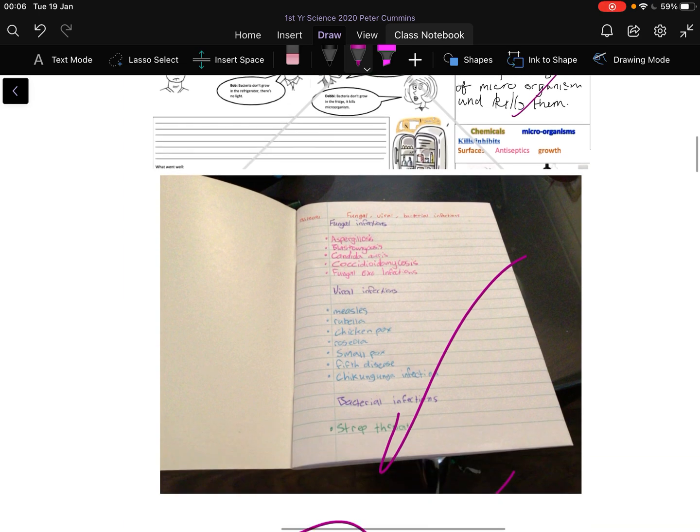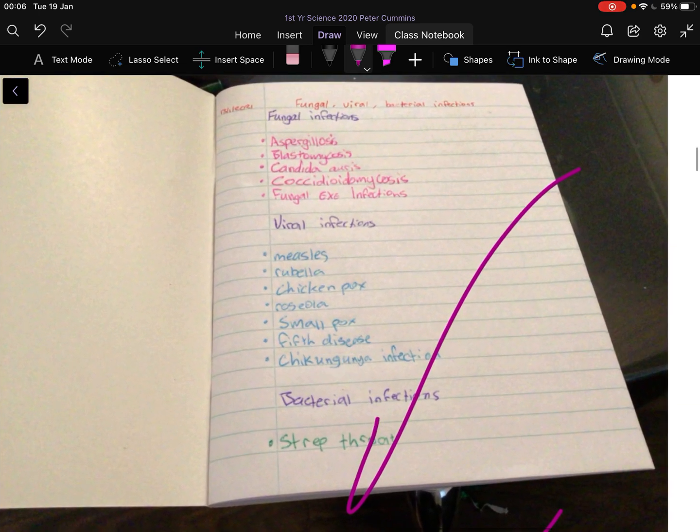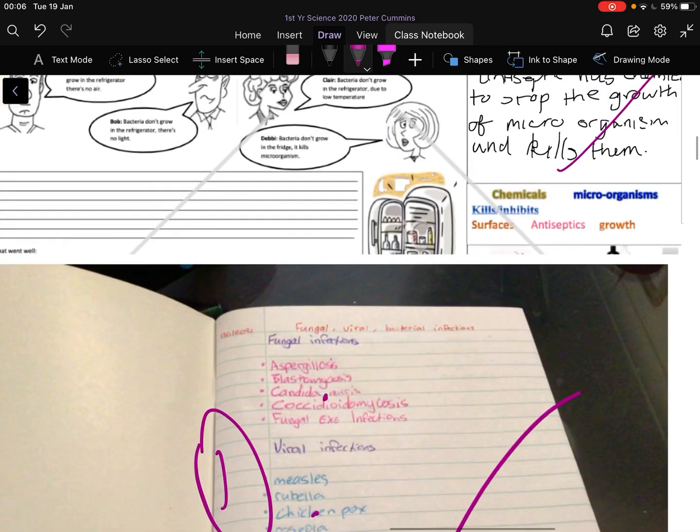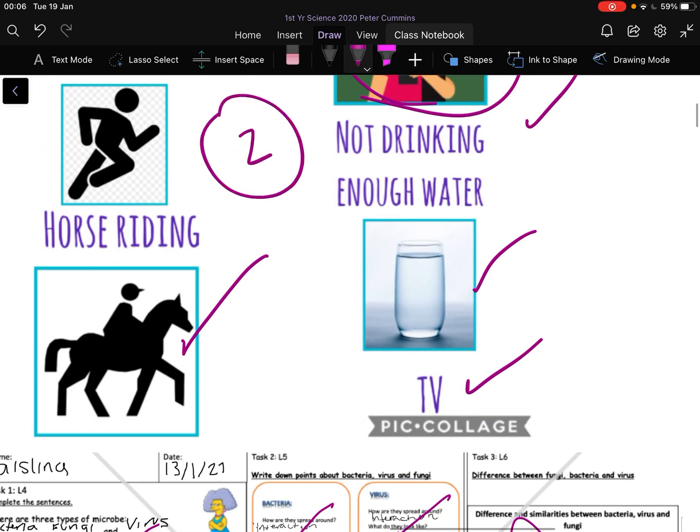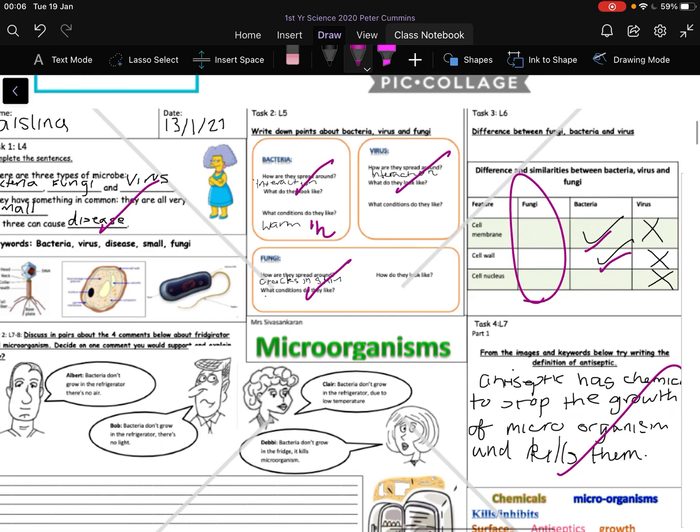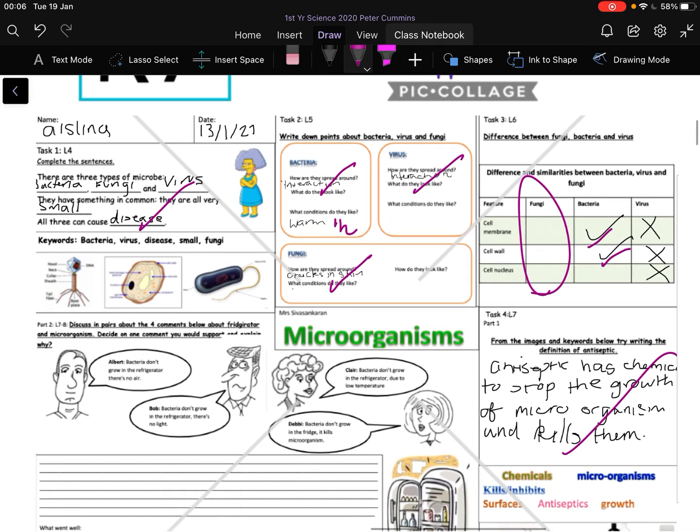The second thing is down here. So here's a different person's, with the fungal, the viral and the bacterial infections listed there. So you should have this as one piece of work, and this as a second piece of work from early last week. This was part of the second lesson of last week, to fill this one in. The 3 different types of microbes were bacteria, fungi and viruses. All 3 can cause disease. You were to look at how they behave and how they grow, and then the similarities, and all the answers to these were in the notes.